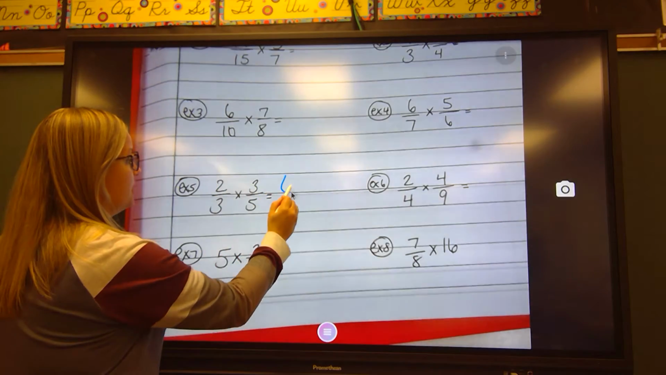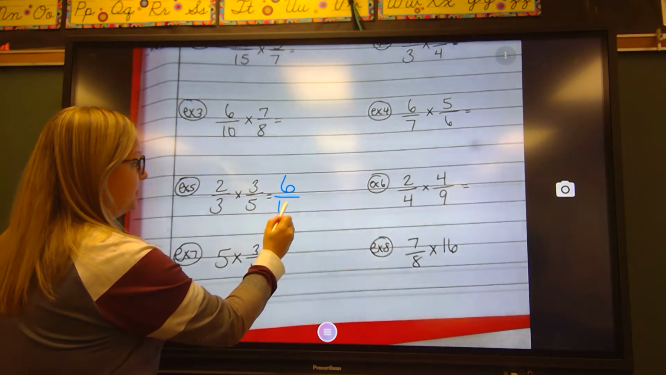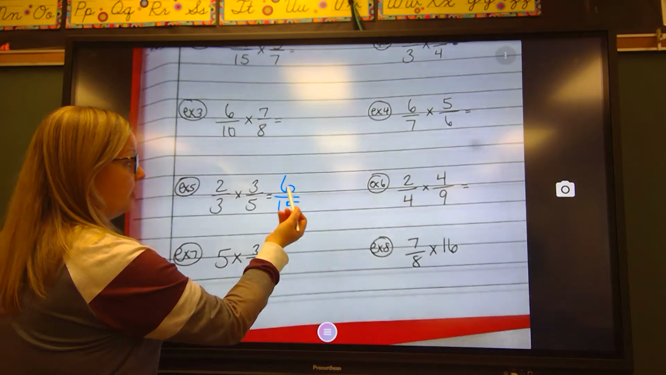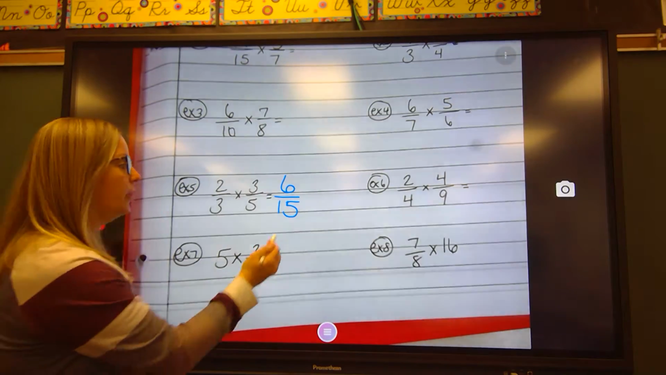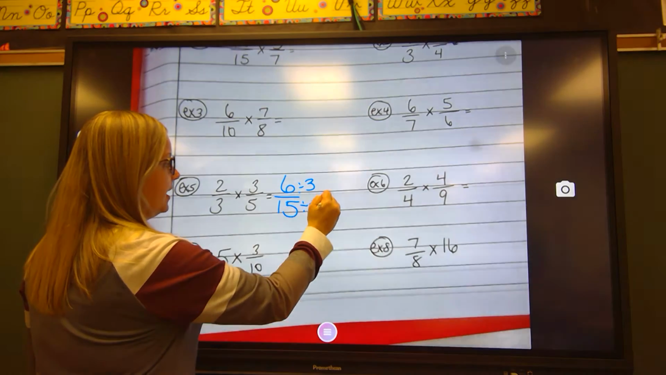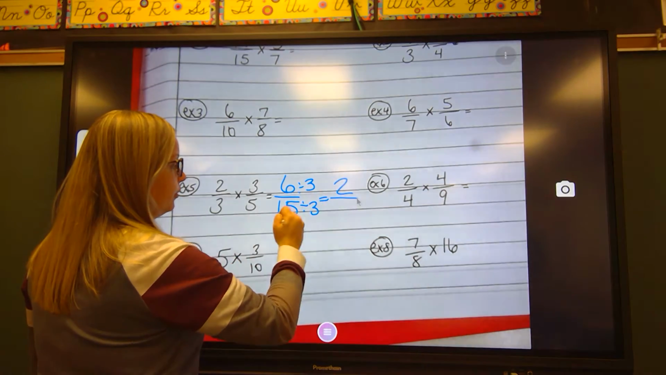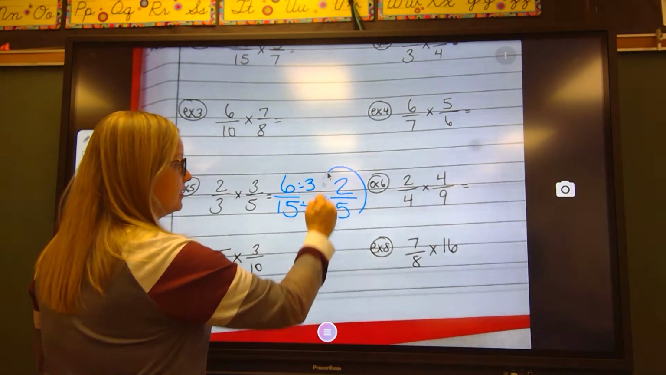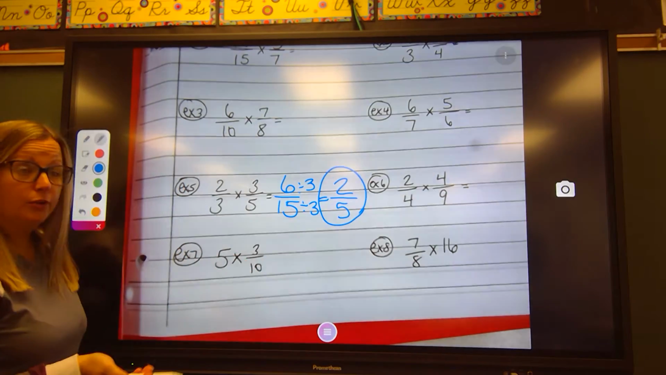2 times 3 is 6. 3 times 5 is 15. And then you can simplify here. The numbers are pretty small, so you can do that. Divide this by 3, divide this by 3, and I get 2 over 15 divided by 3 is 5. That's in simplest form. That is one way to do it.